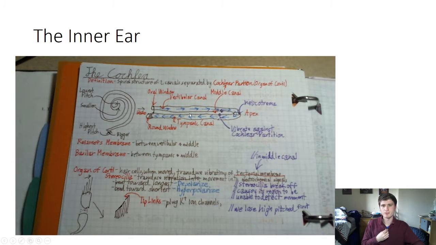The important part is this middle canal, which contains the organ of Corti. Before we get into that, between the vestibular canal and the middle canal, there's the Reisner's membrane. And between the middle canal and the tympanic canal, there's the basilar membrane. And inside the middle canal, pressed up against the Reisner's membrane and the basilar membrane, is this organ of Corti. And the organ of Corti looks like this, kind of.